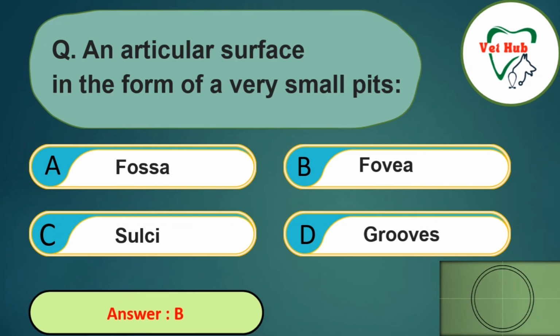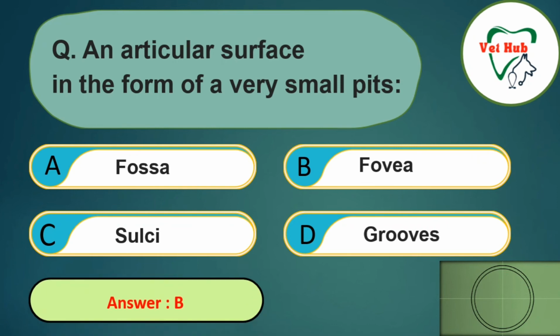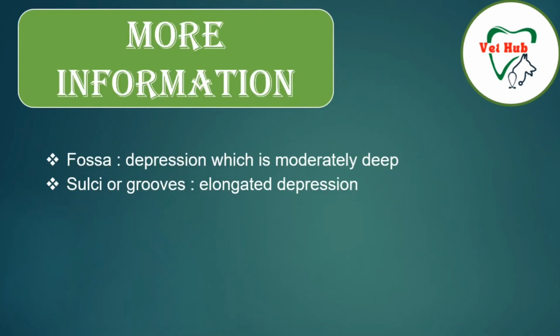And the correct answer is option number B, fovea. Fovea is an articular surface in the form of very small pits, while fossa is a depression which is moderately deep, and sulci or grooves are the elongated depressions.